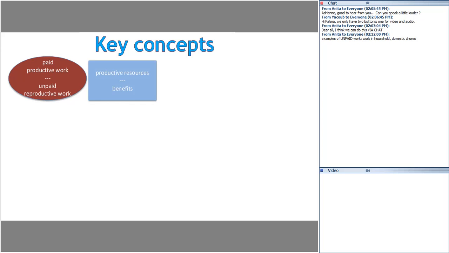The next set of terms are productive resources and benefits. I'd really love it if somebody else would like to either raise their hand and tell us verbally, or if you feel more comfortable, send it through the chat. Could somebody take a chance and define what we mean by productive resources?